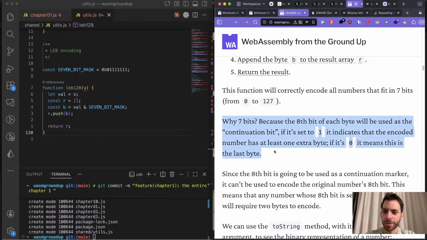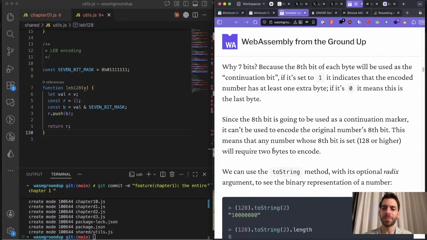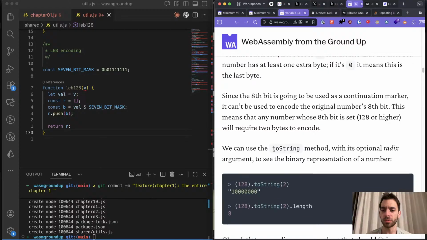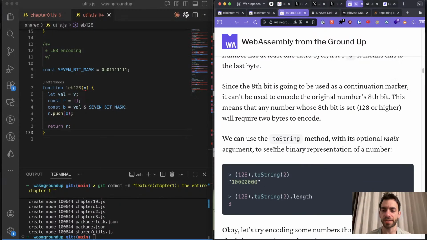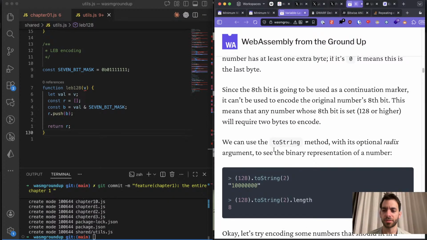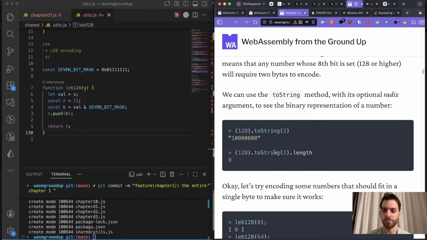Okay, there we go. Why 7 bits? Because the 8th bit of each byte will be used as the continuation bit. If it's set to 1, it indicates that the encoded number has at least 1 extra byte. If it's 0, it means this is the last byte. Since the 8th bit is going to be used as a continuation marker, it can't be used to encode the original number. This means that any number whose 8th bit is set, 128 or higher, will require 2 bytes to encode. We can use the toString method, with its optional radix argument, to see the binary representation of a number. All right.